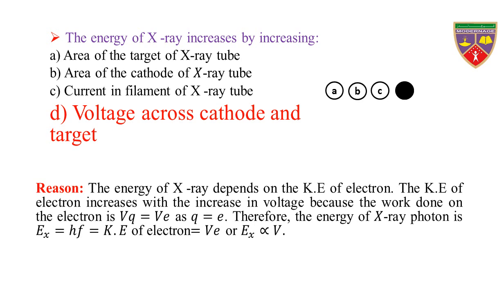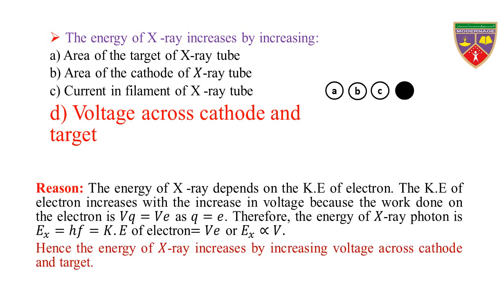The energy of X-ray is proportional to the potential difference applied across the cathode and anode. Hence, the energy of X-ray increases by increasing the voltage across the cathode and anode.